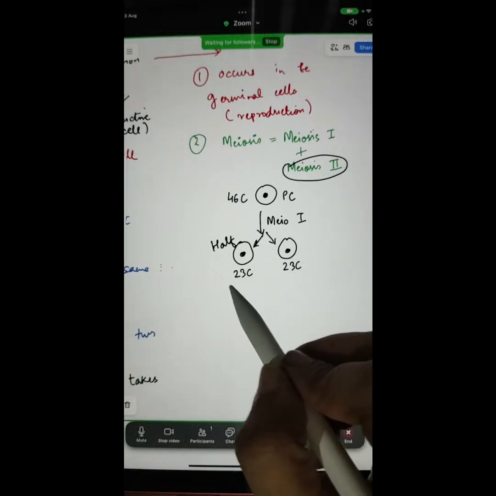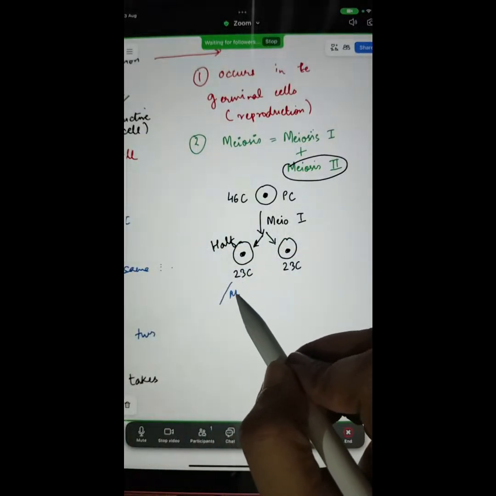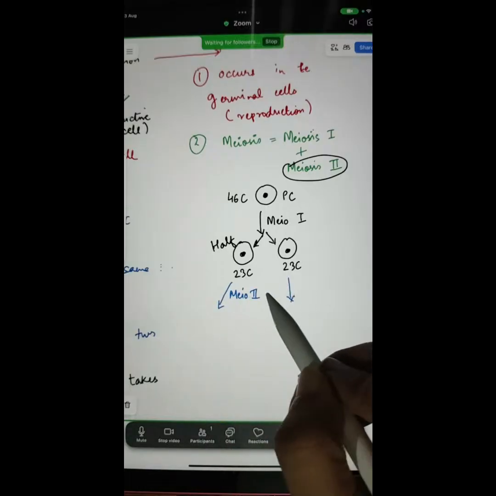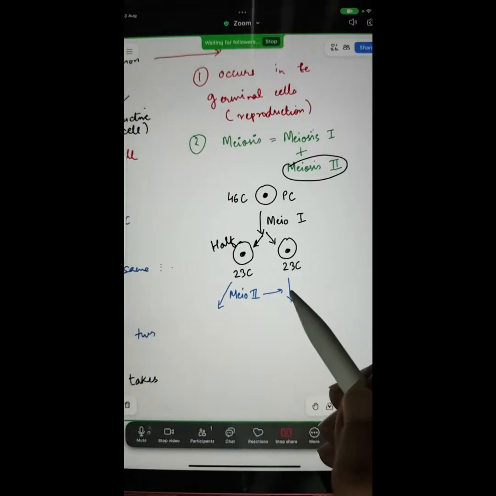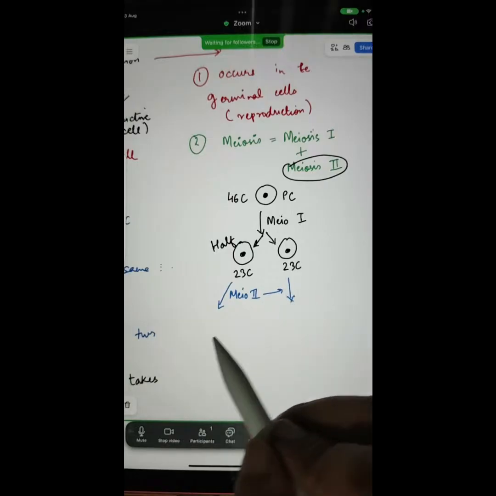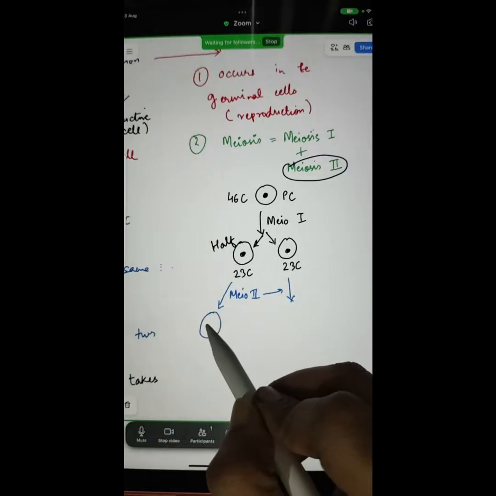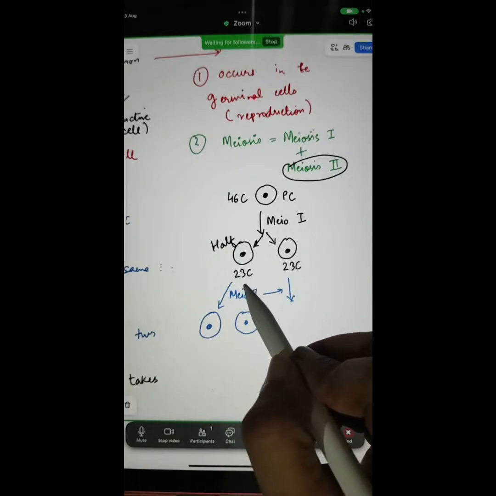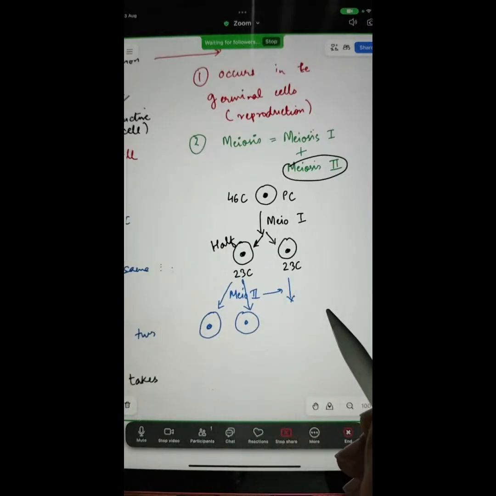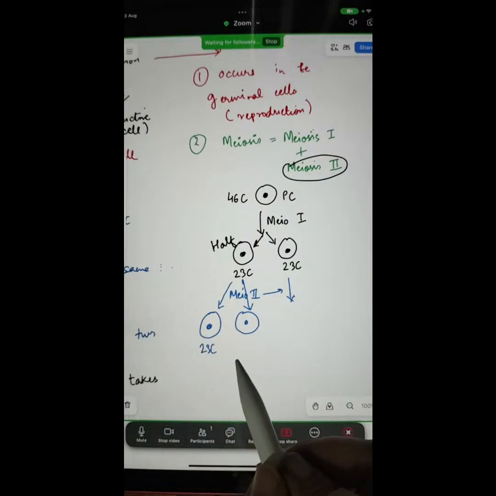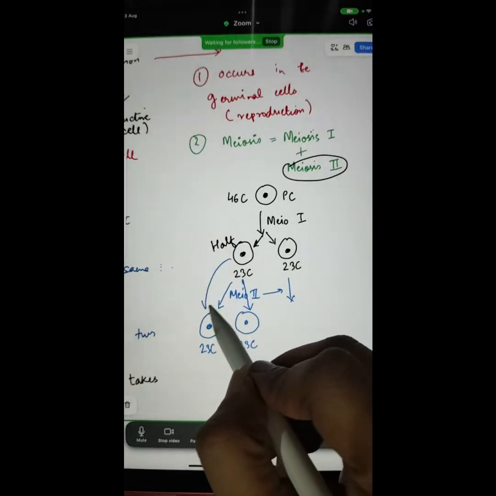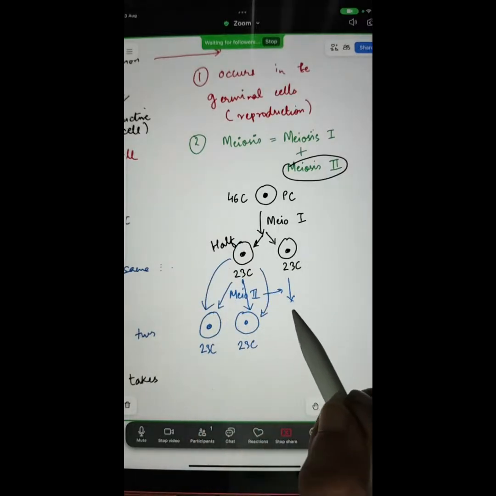After meiosis 1, we will be doing meiosis 2 in both of these cells. So both of these will undergo meiosis 2. And meiosis 2 is similar to mitosis. So with one cell, how many cells will be formed? 2. So this 23C cell has formed two cells. As I said, it is similar to mitosis, thus the chromosome number will stay the same.